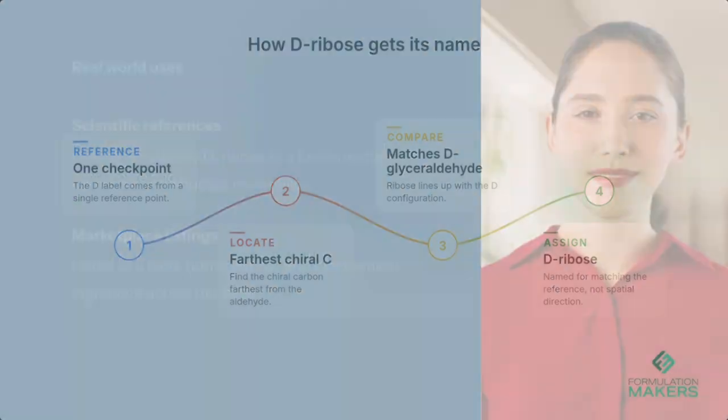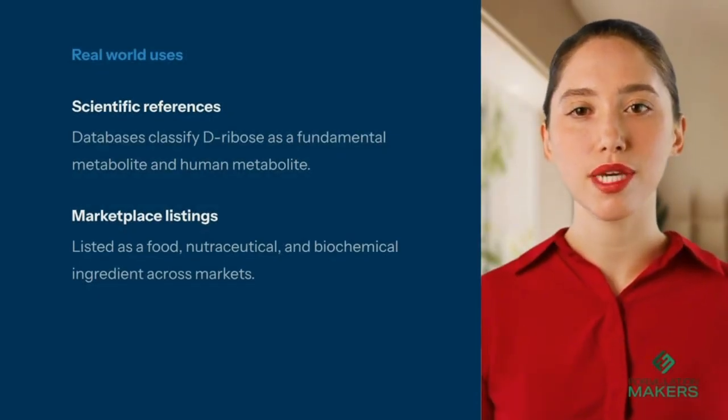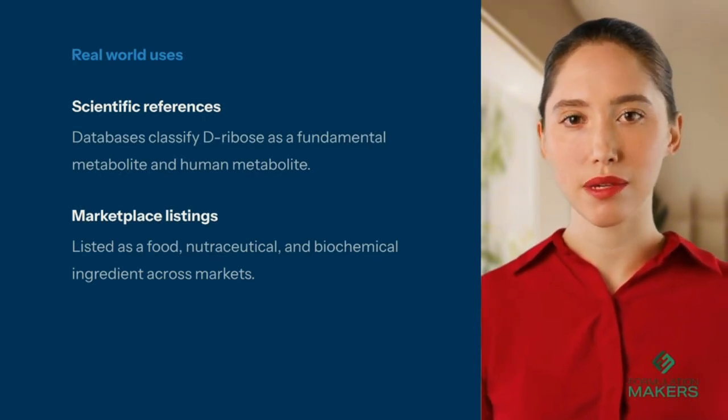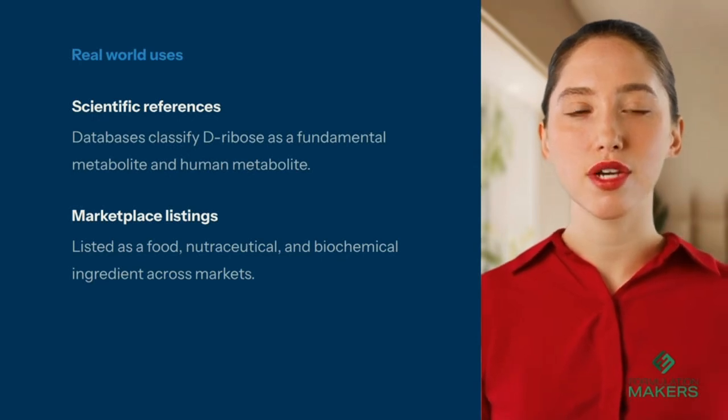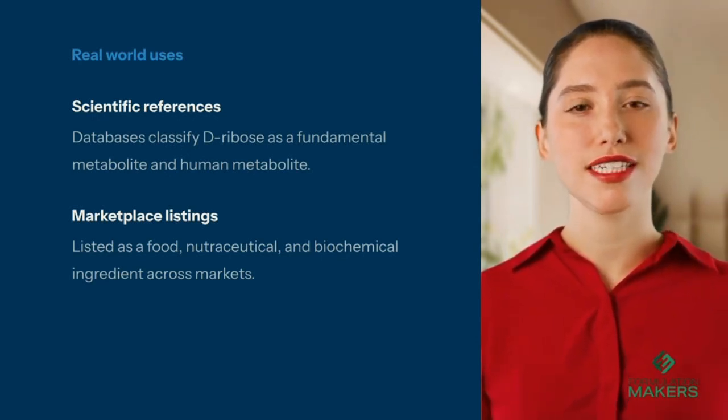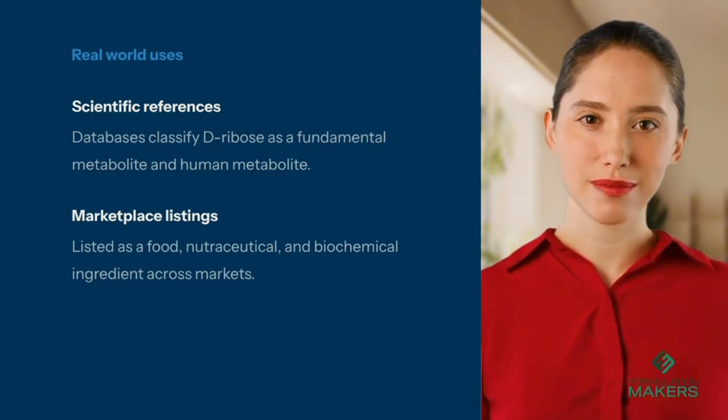That same molecule also shows up in scientific references, where databases classify D-ribose as a fundamental metabolite and a human metabolite. And when you move from research into the marketplace, you'll see it listed as a food, nutraceutical, and biochemical ingredient, which is why the name keeps resurfacing in so many real-world contexts.